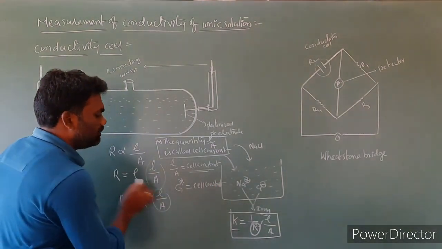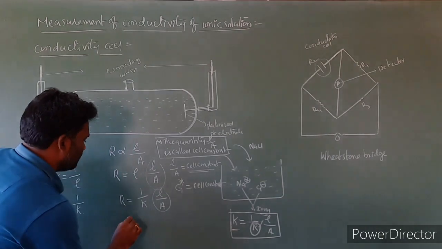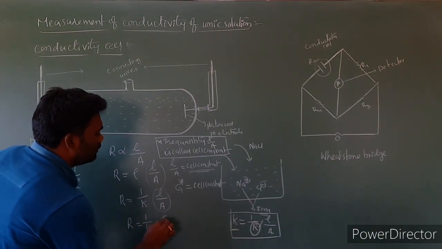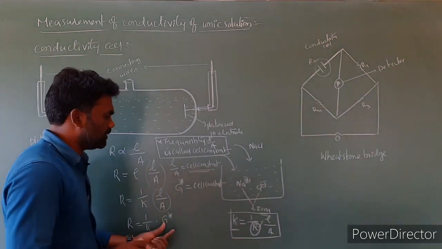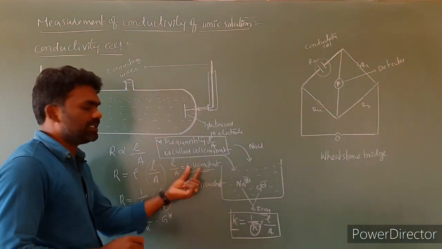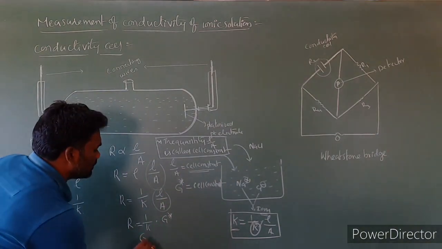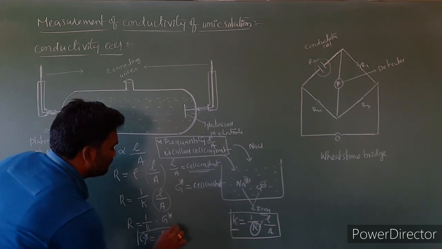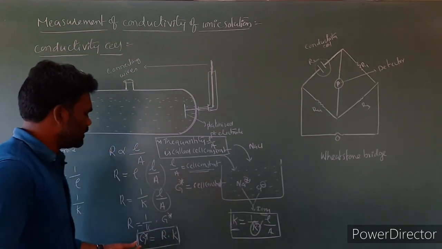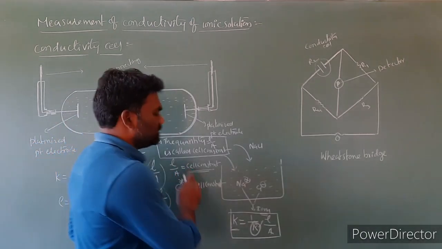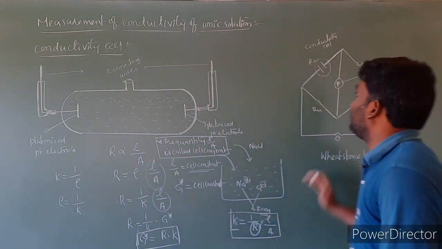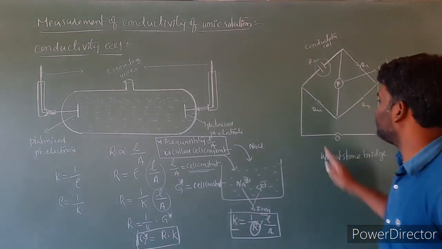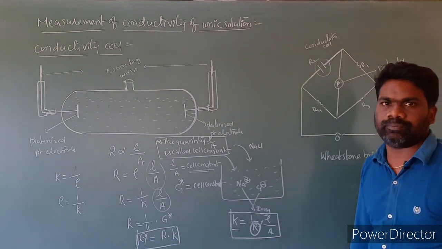In the place of L by A, we can substitute G star. Then R is equal to 1 by K into G star. G star is nothing but the cell constant, the value L by A. Then G star, cell constant, is equal to R into K. Once cell constant is determined, we have to use it for determining the resistance. The resistance is determined by using a Wheatstone bridge.